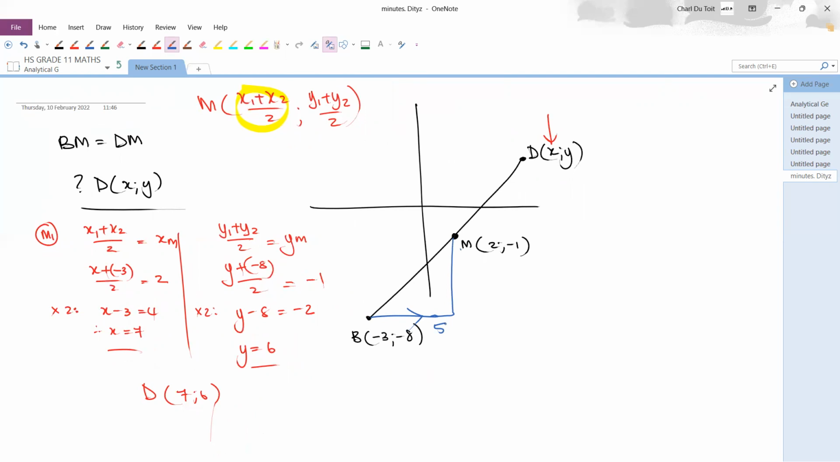I'm going from -8 upwards. From -8 to -1 is upwards 7 steps. Then I'm going to do exactly the same. I'm going from a midpoint to the right again with 5 steps, and I'm going up again with 7 steps. Now, from 2 onwards, 5 steps gives me 7. So the x coordinate is 7. Then from -1, 7 up gives me +6. And that's the D coordinate, and that is inspection.